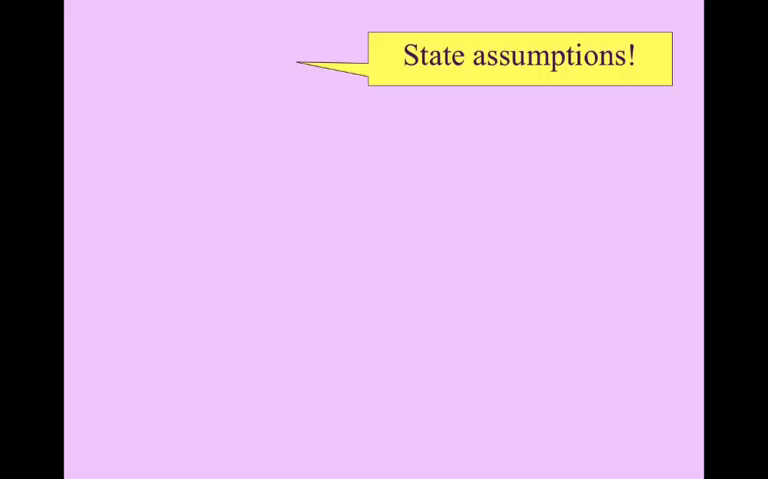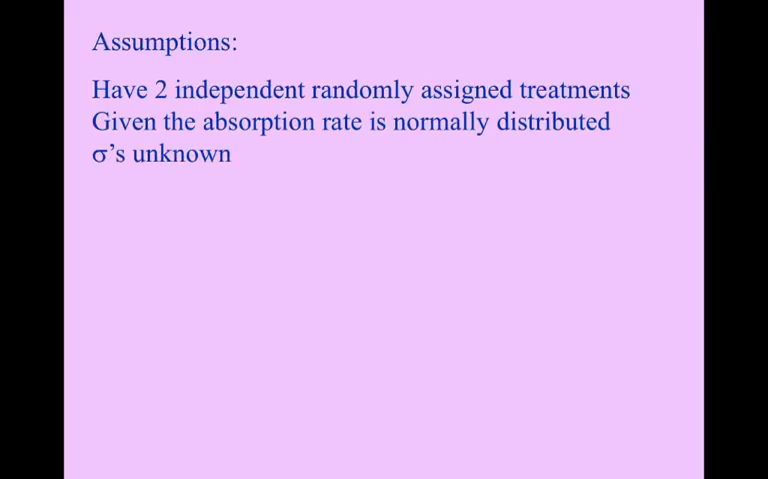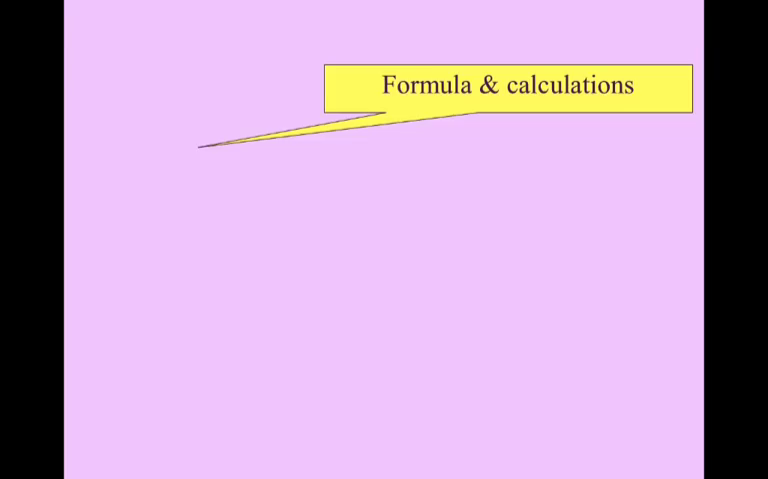Our first assumption is that we have two independent randomly assigned treatments. We also were given that the absorption rates were normally distributed and both of our sigmas are unknown. Now, I actually combined two of the assumptions. We have a simple random sample and our samples are independent in this first statement. We have two independently randomly assigned treatments, so we've taken care of that. Assumptions have been checked. Now let's do our calculations.